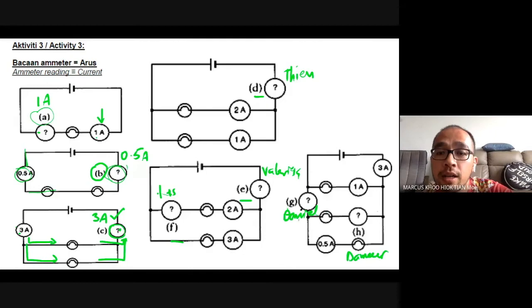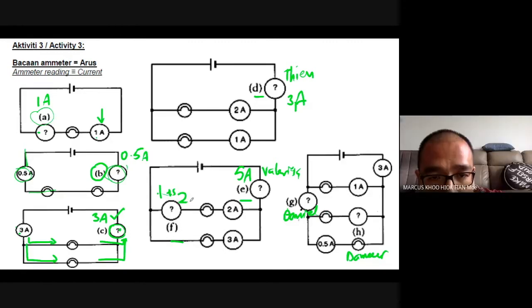Okay. Let's see what your answers are. Oh, okay. Go ahead. Tian, what is the answer for D? Okay, the answer is 3 amps. Good. Valerisa, E? 5A. Okay, good. 5 amps. Biasakan diri dengan menggunakan perkataan amp, ampere lah. Okay, Lester? 2 amps. 2 amps. Good. Daniel, G?